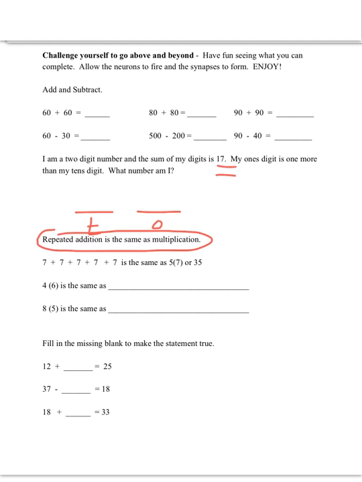Then the last part is fill in the missing blank to make the statement true. So we have 12 plus what number is 25. 37 minus what number is 18. 18 plus what number is 33.